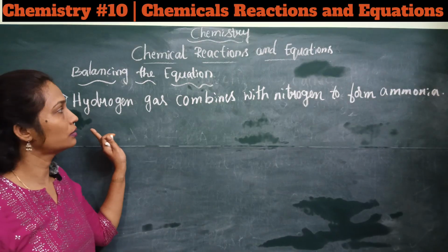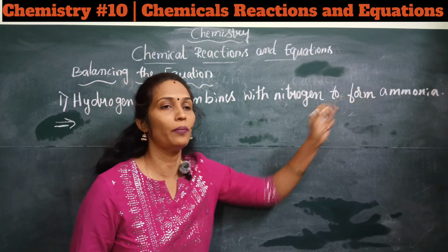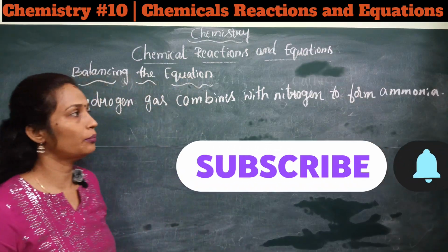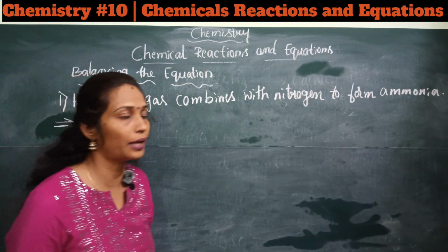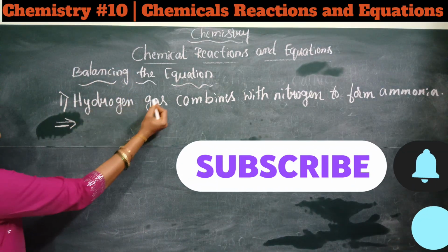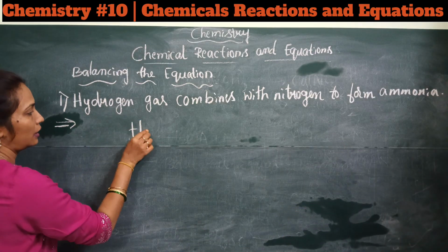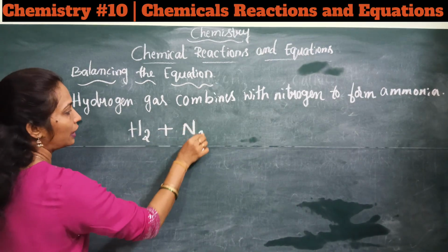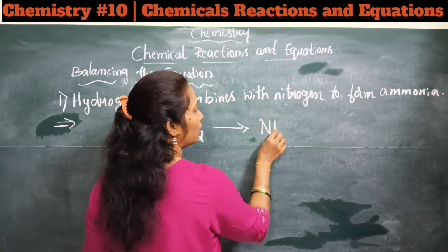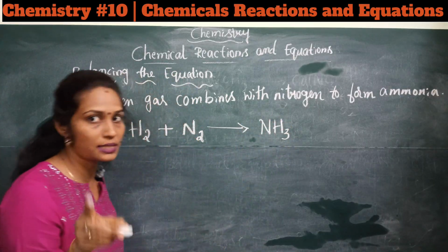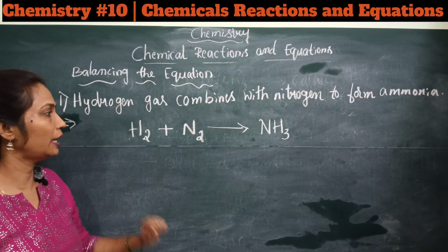First question, they'll give you word questions like this: Hydrogen gas combines with nitrogen to form ammonia. Every time you won't get skeletal equations. You will definitely get such questions also, okay? What they have given: hydrogen gas is combining with nitrogen. What is the symbol for hydrogen gas? H2. When it combines with nitrogen, there is a formation of ammonia. What is ammonia? NH3. Ammonium is NH4. Ammonia is NH3. Now you need to balance the equation.